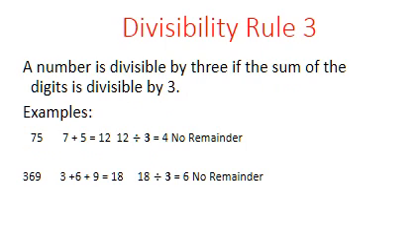Now, how do I check the divisibility by 3? A number is divisible by 3 if the sum of the digits is divisible by 3. For example, 75: I need to add the 7 and the 5, which is 12. And we all know that 12 is divisible by 3. So 75 in this case is going to be divisible by 3. So you have to add all the digits. 3 plus 6 plus 9 is 18, and 18 is divisible by 3, so the whole number will be divisible by 3.